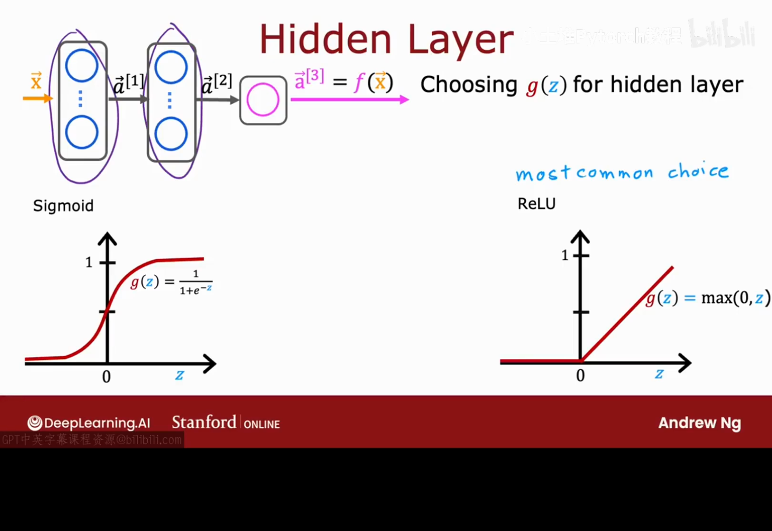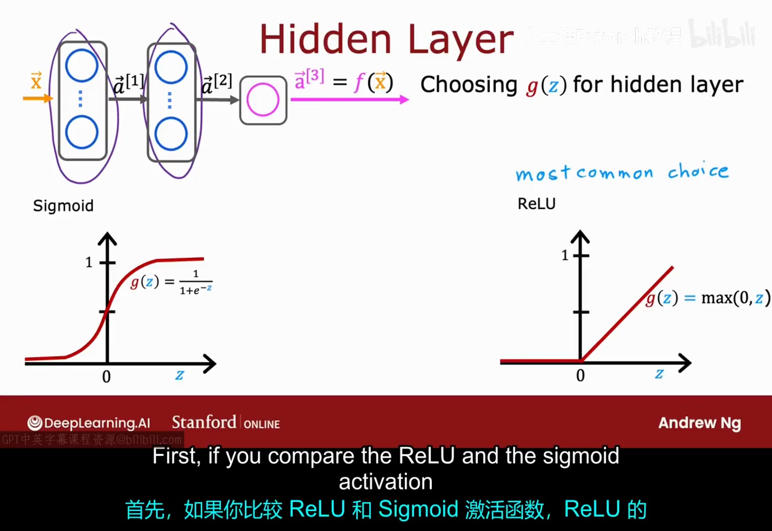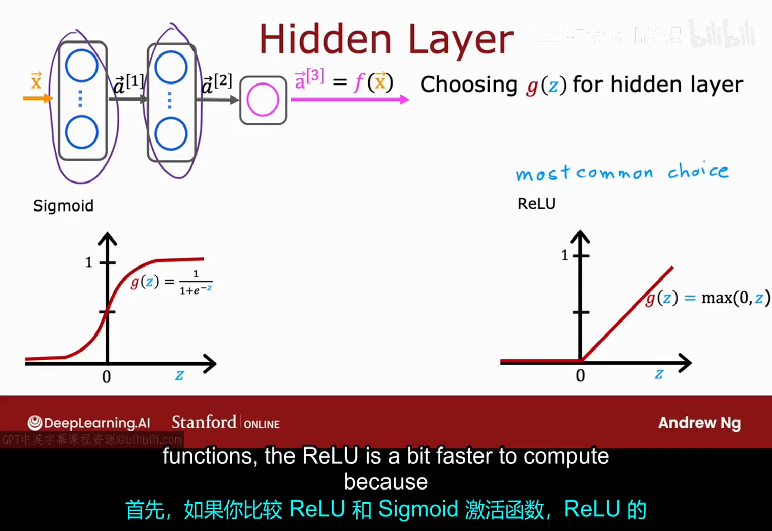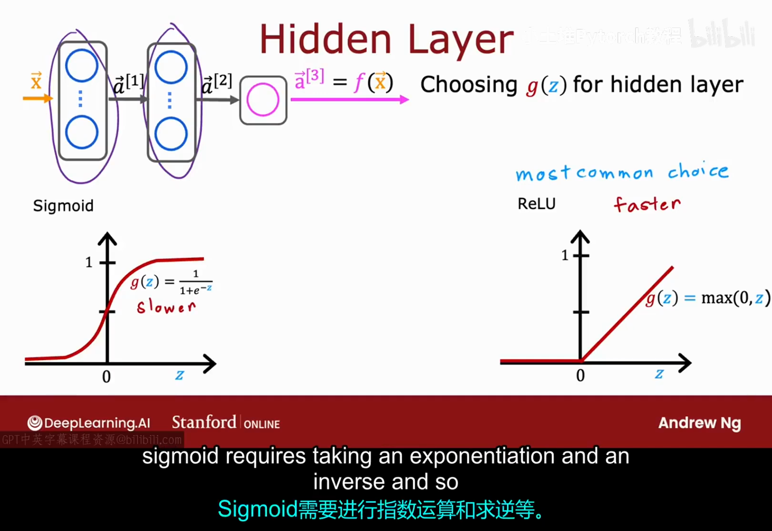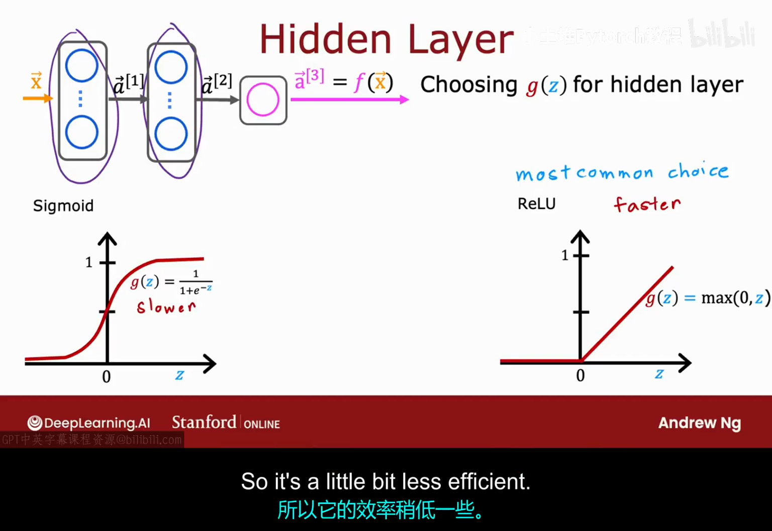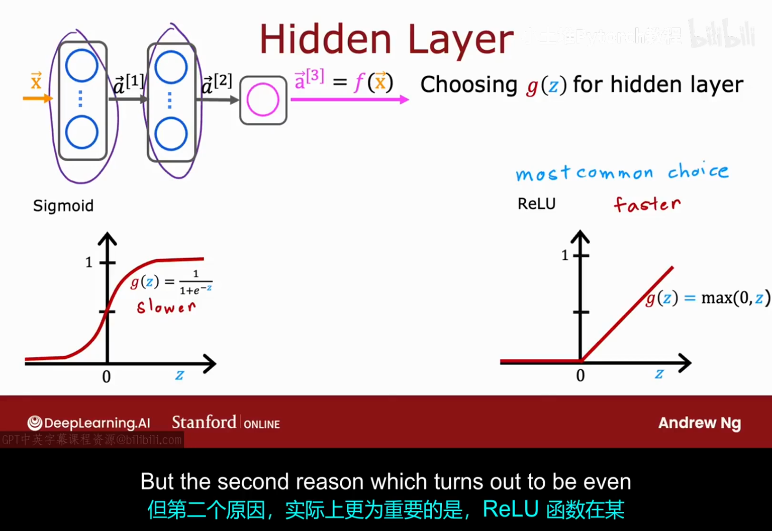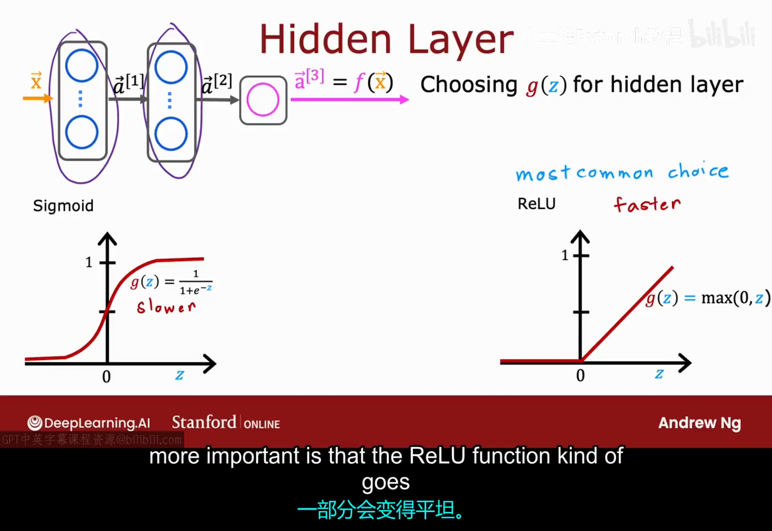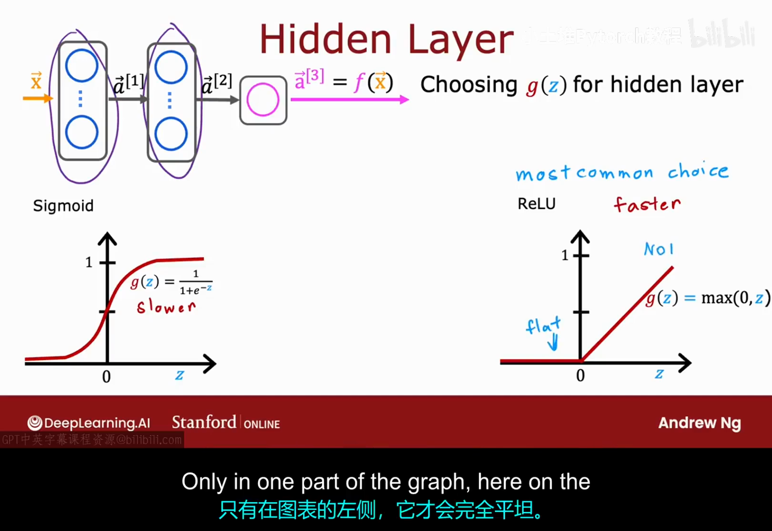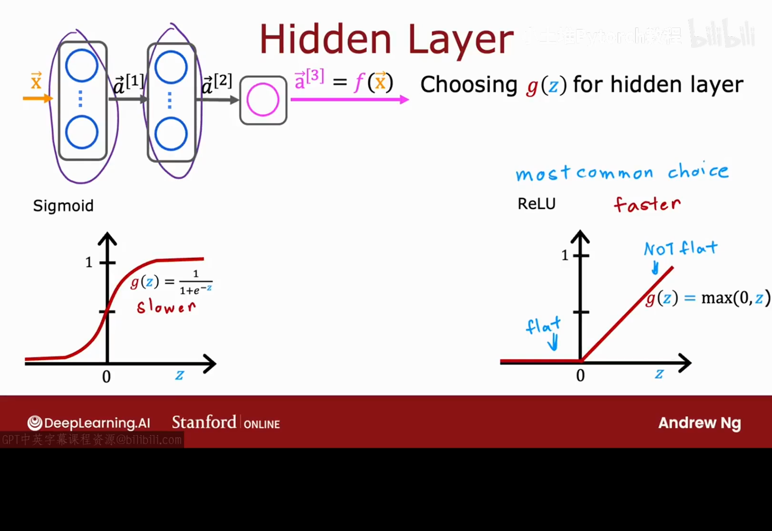Well, there are a few reasons. First, if you compare the ReLU and the sigmoid activation functions, the ReLU is a bit faster to compute because it just requires computing max of 0, Z, whereas the sigmoid requires taking an exponentiation and then an inverse and so on, and so it's a little bit less efficient. But the second reason, which turns out to be even more important, is that the ReLU function kind of goes flat only in one part of the graph, here on the left, is completely flat.